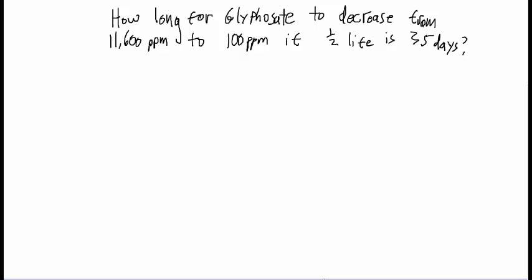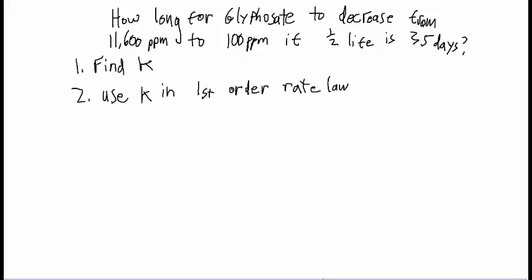Here is my plan. Step 1, let's find the rate constant, and then step 2, let's use that rate constant in the first order rate law equation. And we know we can use the first order rate law equation because a decay process that has a half-life is generally a first order process. Also, if you saw the slides, I included that in the question.